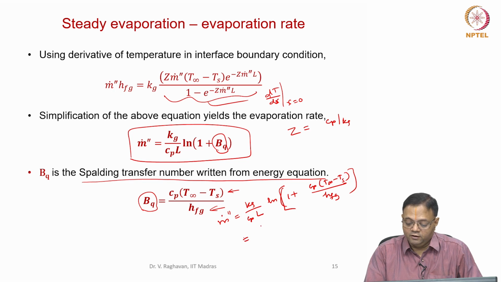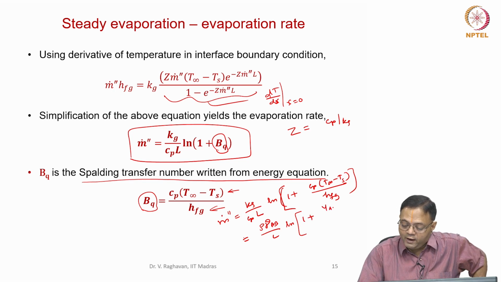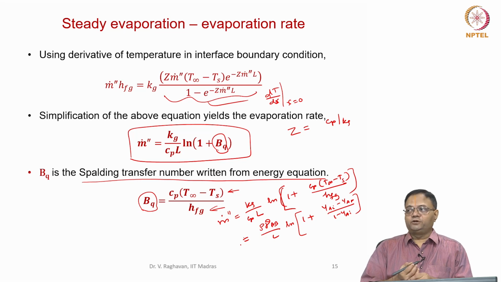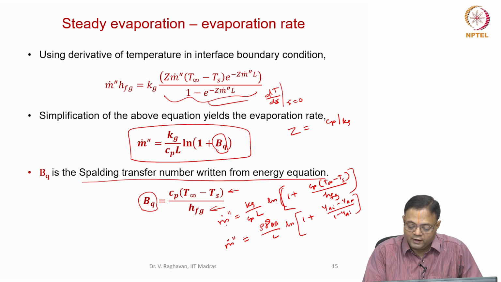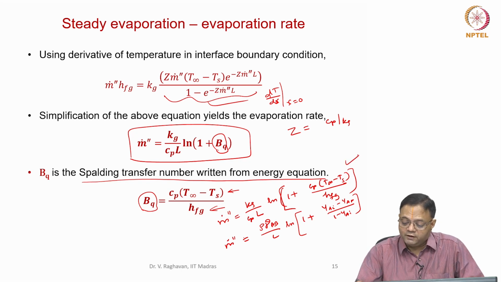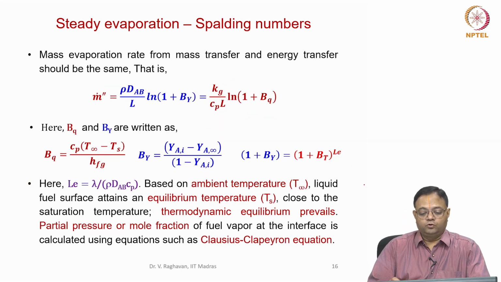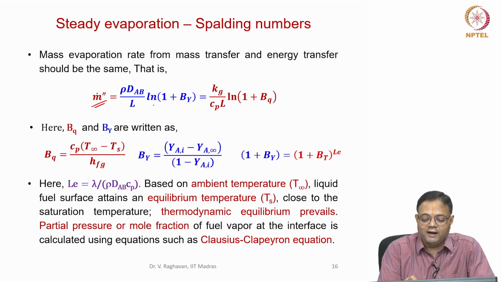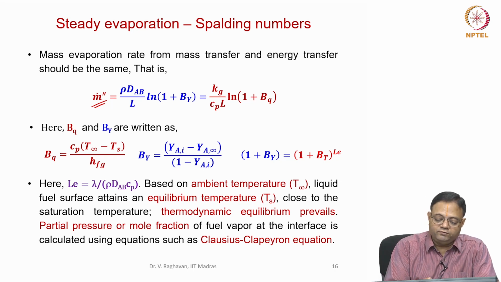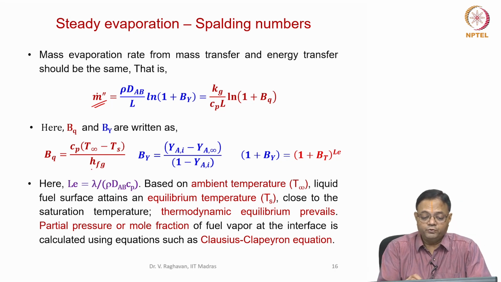Previously, I got another expression, rho D_AB by L natural logarithm of 1 plus (Y_AI minus Y_A infinity) divided by (1 minus Y_AI). So, these are the other two expressions. Please understand that this is a steady evaporation. So, the expression for mass loss rate or mass flux from the interface based upon energy equation or the mass transfer equation should be the same. So, to summarize, mass flux from the surface will be equal to rho D_AB by L natural logarithm of 1 plus BY, where BY is this (Y_AI minus Y_A infinity) by (1 minus Y_AI), will be equal to kg by Cp L natural logarithm of 1 plus BQ, where BQ is Cp into (T infinity minus Ts) divided by h_fg. Now, these two should be equal.